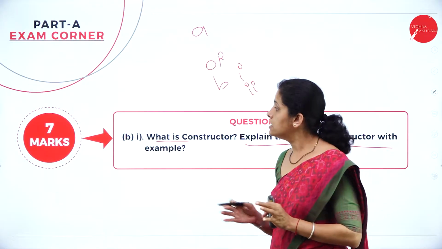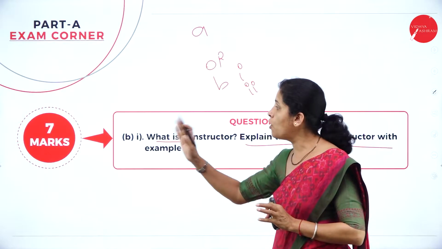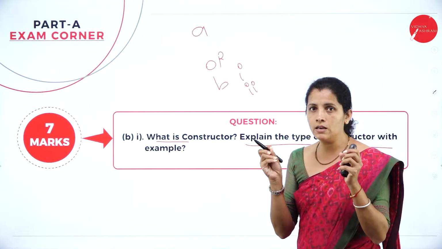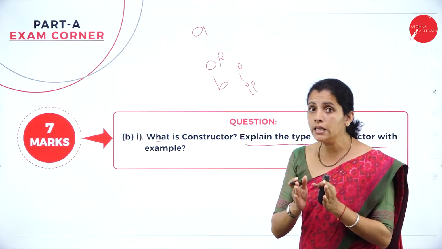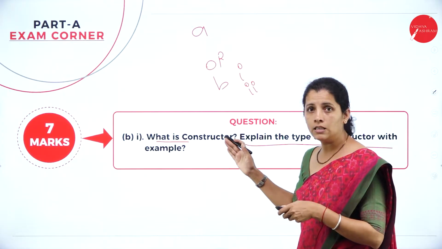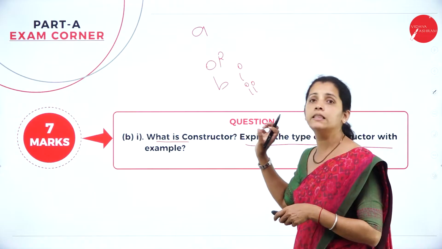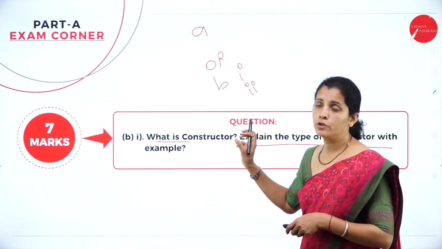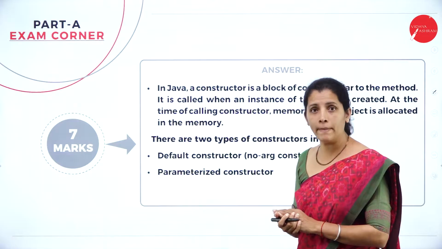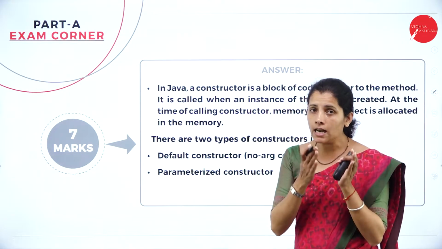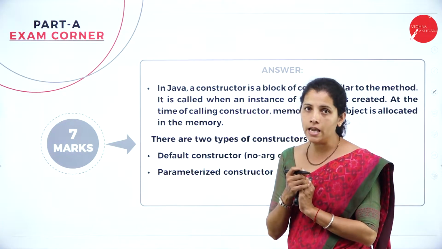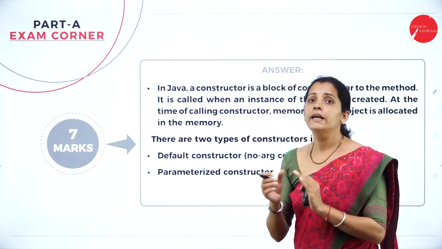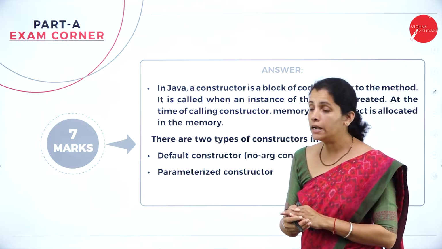So dear student, this question is for 7 marks. So what is a constructor? Just remember that whenever you hear the word constructor, the constructor name must be the same as the class name. Here the constructor is nothing but a method, but its name must be the class name, and it is mainly used to initialize the object, and it does not have any return type.